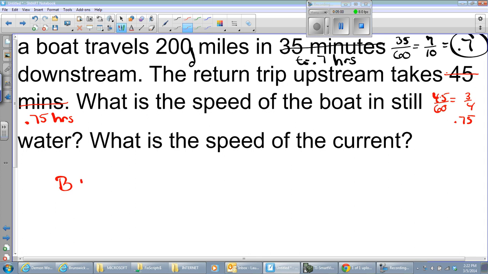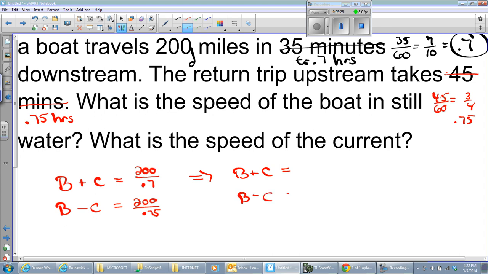It's going downstream, so the current is helping it. And I have to do the distance divided by the time, the 200 divided by the 0.7. And then I have the boat minus the current, and it'll be the same distance, and this time it'll be divided by 0.75. And so my equations turn into this. B plus C equals, and B minus C equals. And if you don't want to do that, you want to go to a calculator, that's fine.